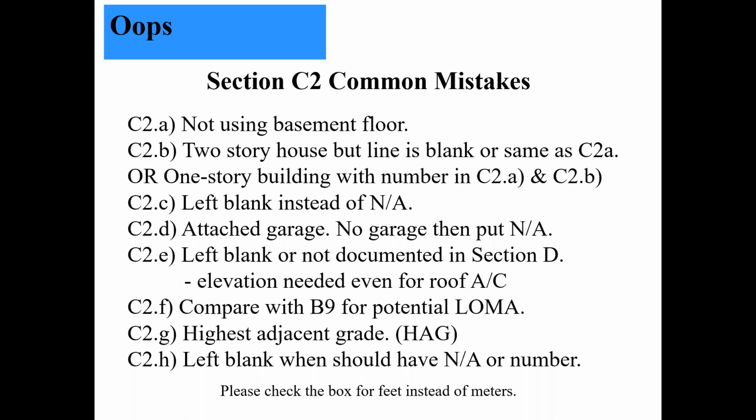And that's good if the underwriter does use this section for their mitigation and equipment, machinery and equipment discount. We're comparing the lowest adjacent grade, C2F, with B9 for the potential LOMA, and hopefully just letting people know about LOMAs and how they can be filed, and just trying to help out the citizens. And then the highest adjacent grade, C2G, is again more relevant for section E. And then C2H left blank when it should have not applicable or a number. And again, that's for the deck or stairs.